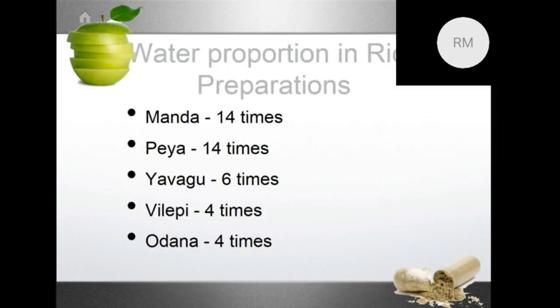To summarize, these are the general proportions that are used. When you want the strained rice water, it is 14 times. When you want the thin rice gruel, it is 14 times. When you want the thick rice gruel, it is 6 times. When you want the pasty rice gruel, it is 4 times. And when you want fully cooked dry rice, then it is 4 times.